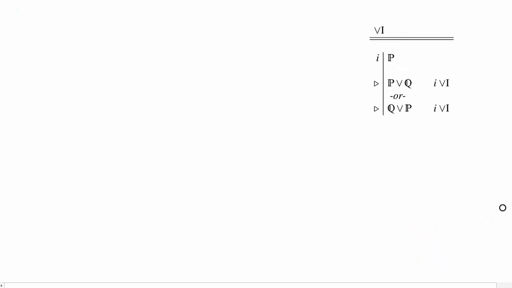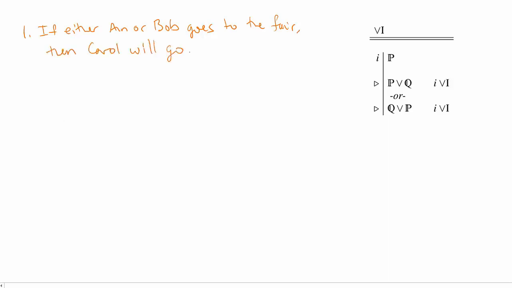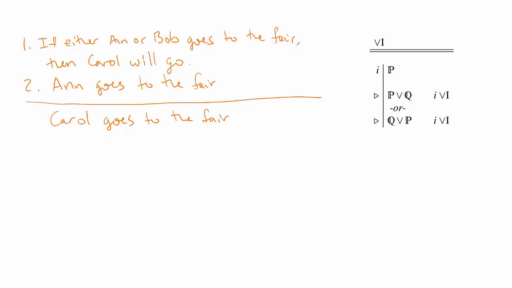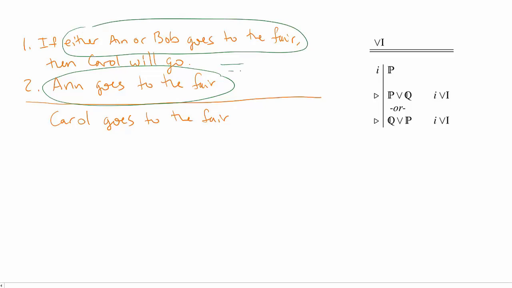Let's take a closer look now at ∨ Introduction, or as I often call it, or introduction. Consider the following argument. If either Ann or Bob goes to the fair, then Carol will go. Ann goes to the fair. Now the obvious conclusion to draw is that Carol will go. But of course, if we're being super strict and technical about this, we can't draw that conclusion. Why? Well, notice that premise 2 does not exactly match the antecedent of premise 1. They're not the same. But it's pretty obvious that we should be able to get from 1 and 2 to the conclusion.